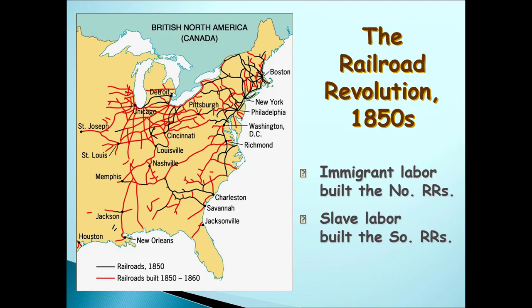Just a picture of the different railroad system. And you'll notice there's a heck of a lot more up north than there is in the south. Because the immigrant labor, like, from Europe and Southern Europe, Northern Europe, built the railroads in the north, but it was the slave labor that built the railroads in the south. And the slaves were good at farming, but they really weren't that good at building railroads.